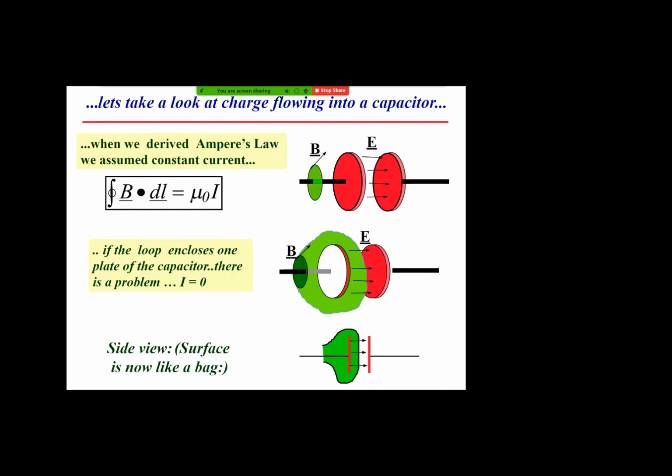So if you take a closed loop that encloses just one plate, not the other plate, all right, then you'll see there's a problem here, because physically you don't have charge going from one plate to the other plate.